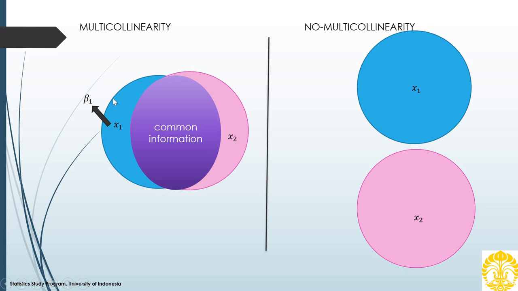Okay, while for the case where there's no multicollinearity, it's actually the same thing. Beta 1 is telling the story about the contribution of x1 to the response variable after all other contributions from other variables are already considered in the model. But since there is no overlapping information, beta 1 is the whole story from x1. In multicollinearity, it is only this blue part here.